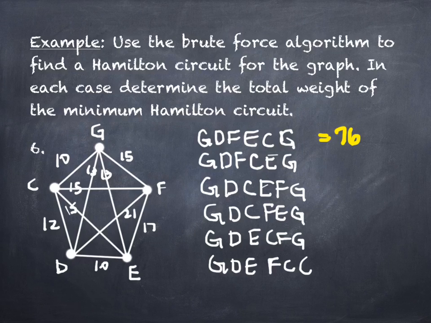So let's try the next one. We're going to go GDF, which is all the same still, so GDF. So that's again 13 plus 21. And then I'm going over to C, which is 15, down to E, which is another 15, and then back up to G, which is another 13. And let's see here. That gives me 77.